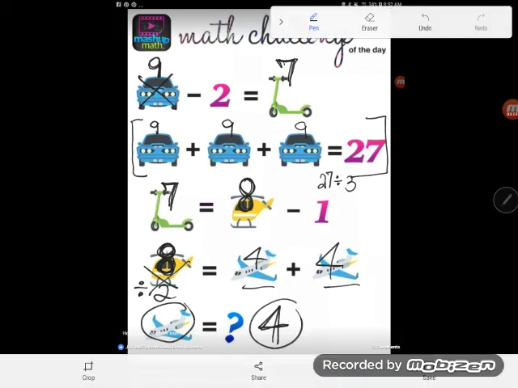Wonderful. So if you can do little things like this, you are doing algebra whether you realize it or not.